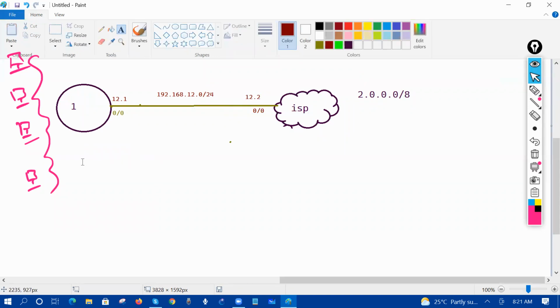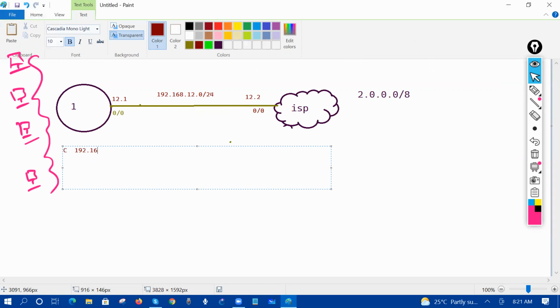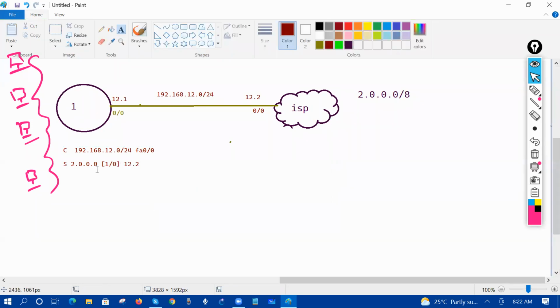Perfect. So in the R1 routing table, what information do we have? We have 12.0 that is connected via the 0/0 interface. At the same time, we put one static route, 0.0.0.0, that has AD value 1, metric 0, and next hop 12.2. This is the information we have in the R1 routing table.